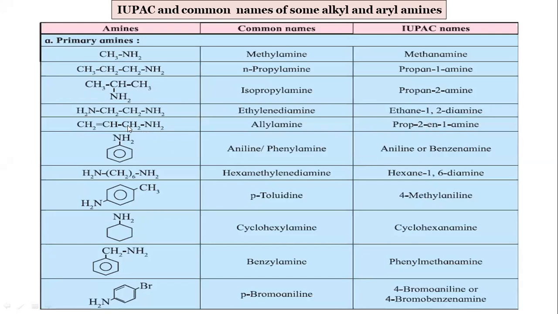Again we are coming to prop-2-en-1-amine. Because the NH2 group is attached to this carbon, this is considered as carbon number 1. So this is carbon number 1, carbon number 2, and 3 carbons are there in the longest chain. On carbon number 1, the NH2 group is there, that's why it is 1-amine. On the second carbon, a double bond is there, that's why the name is prop-2-en. Prop indicates 3 carbons, 2-en indicates on the second carbon there is a double bond, and 1-amine indicates on the first carbon there is an NH2 group.